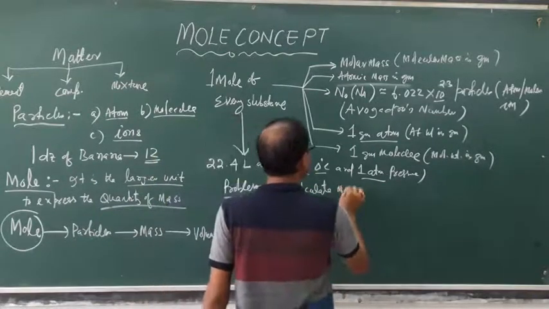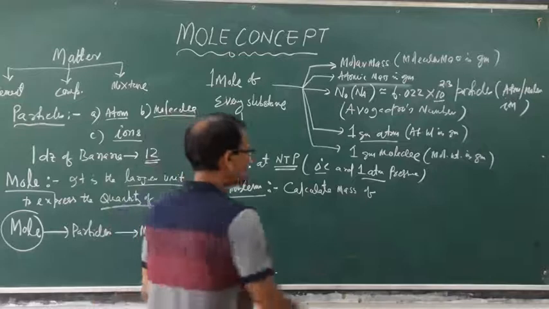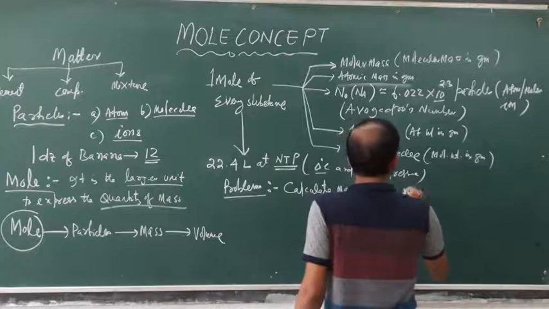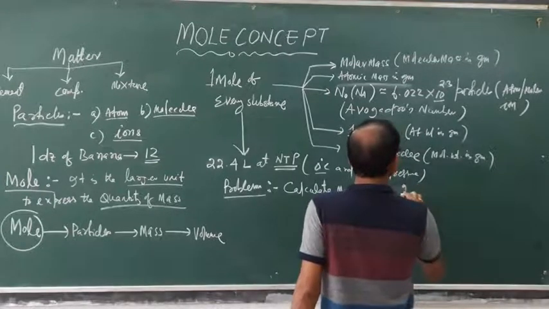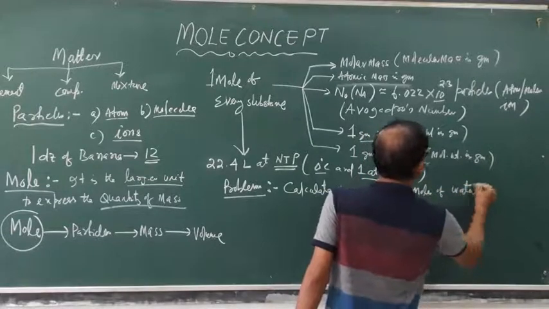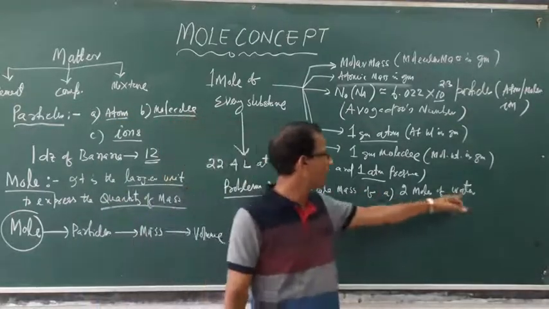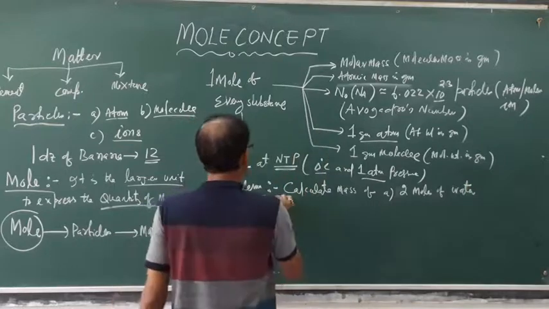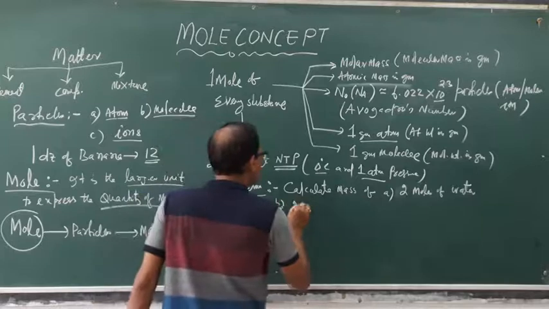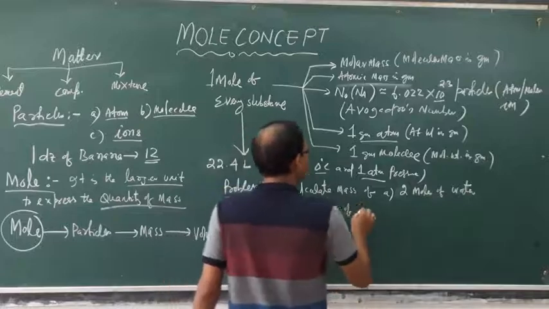We'll calculate the mass of, first, 2 moles of water. What is the mass? Mass means weight. What is the weight of 2 moles of water? Second question is 2 molecules of water.